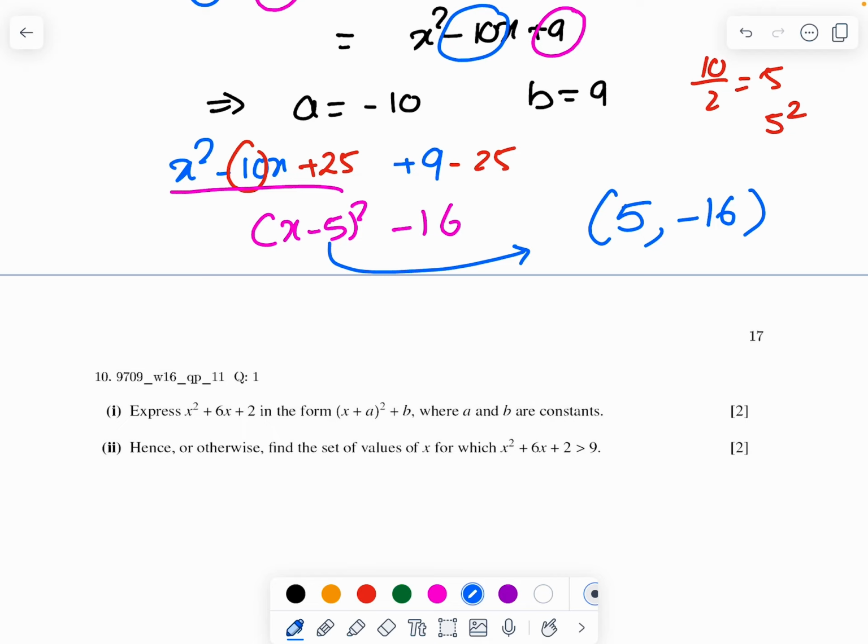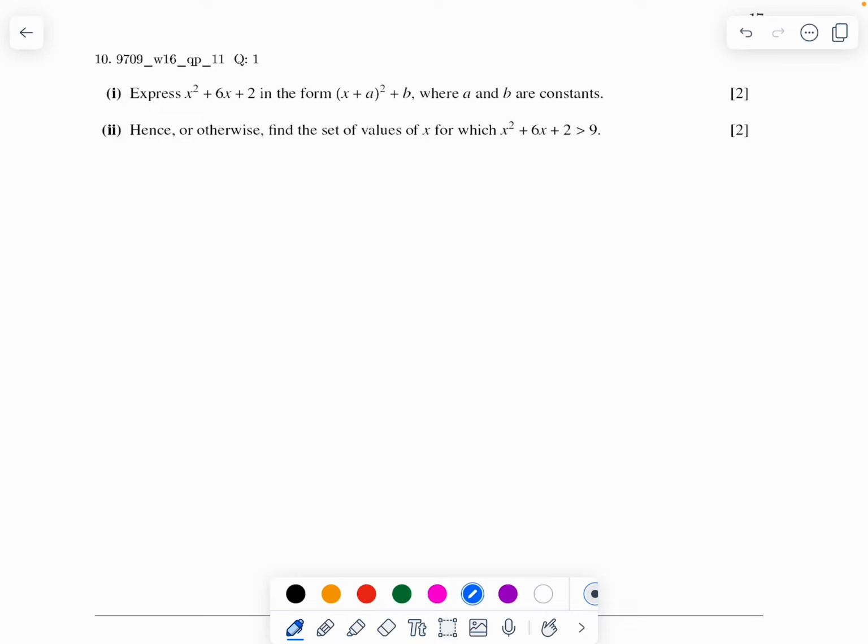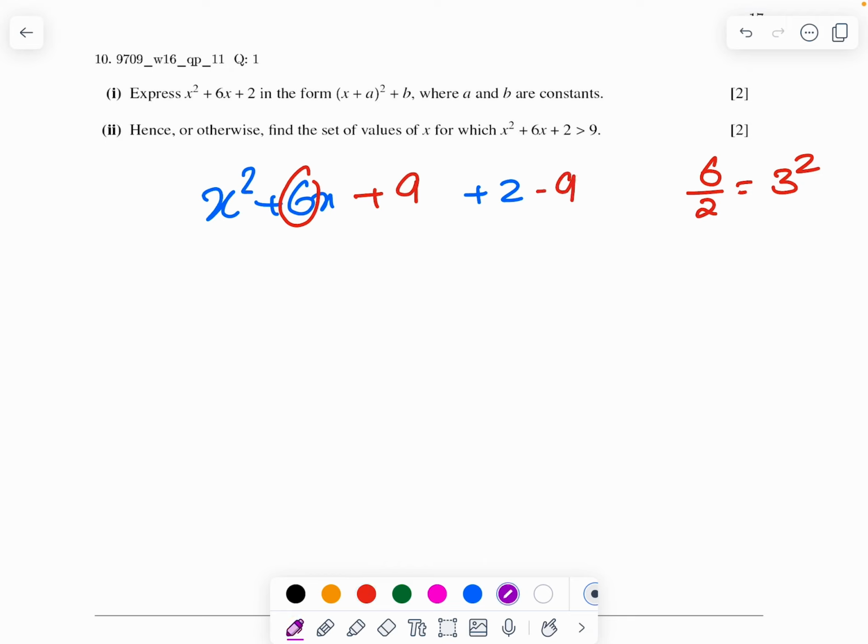Now coming to the next question. Express this in the completing square form. x square plus 6x plus 2. Check this one, 6 divided by 2 is 3, 3 square. So add 3 square, subtract 3 square. So these three will become x plus 3 whole square. 2 minus 9 is minus 7.